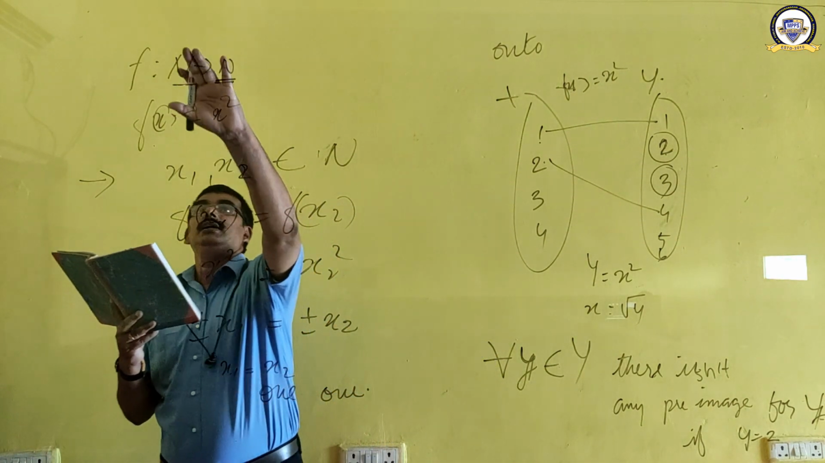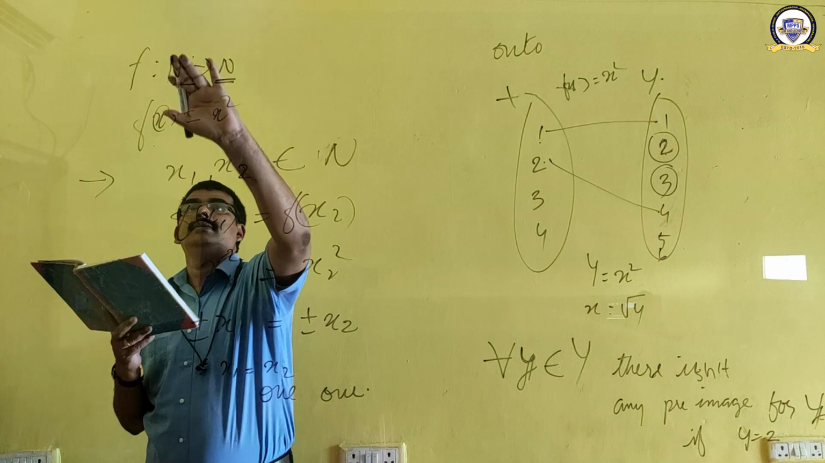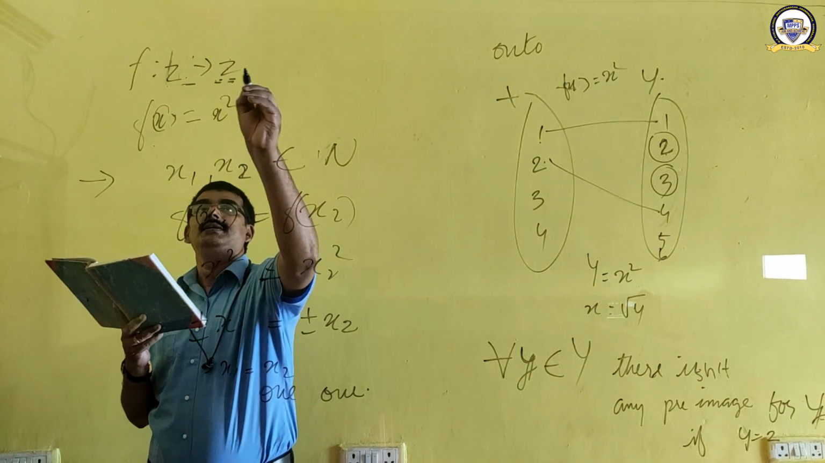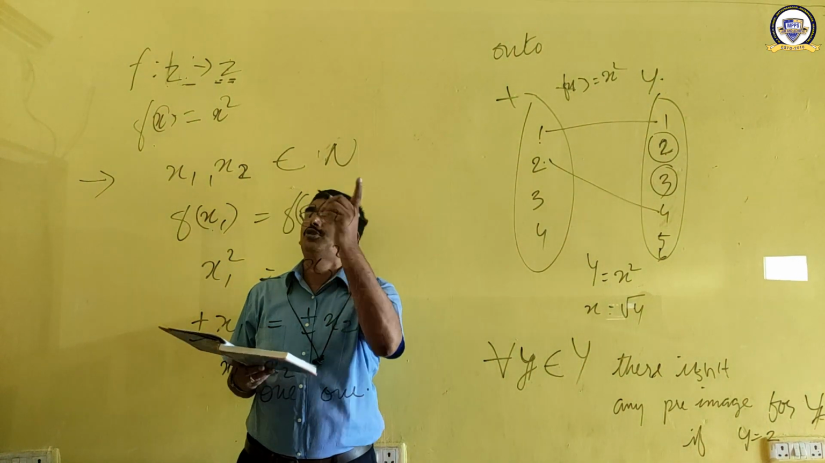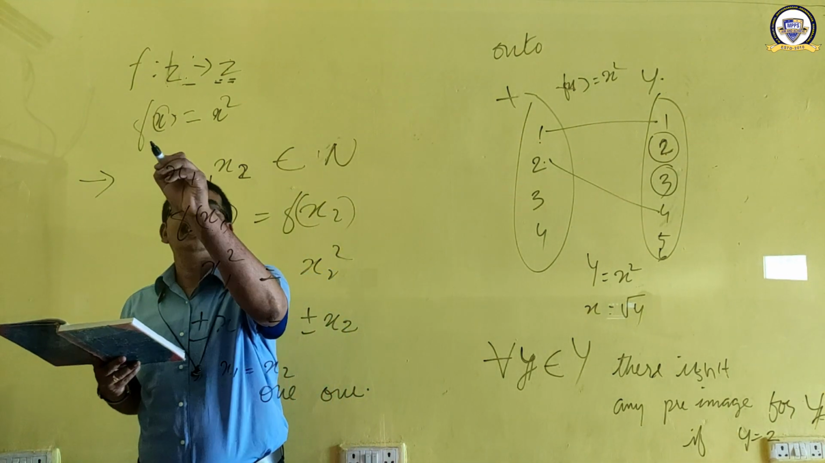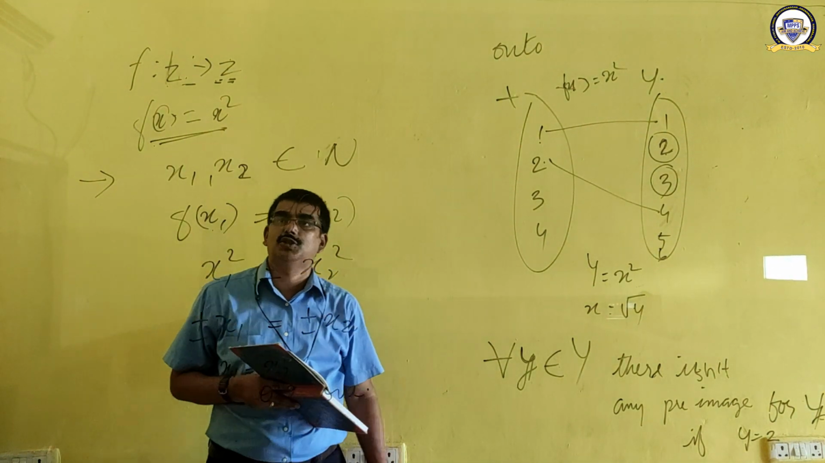Similarly, you have to prove the next case also. What is that? This is f: Z → Z, an integer to integer function. The function is defined the same way, f(x) is equal to x square.